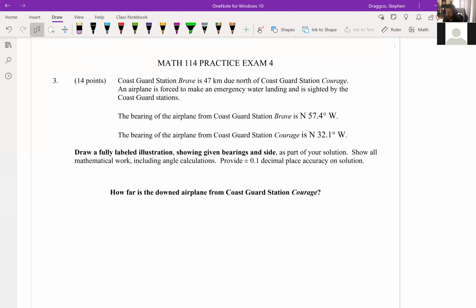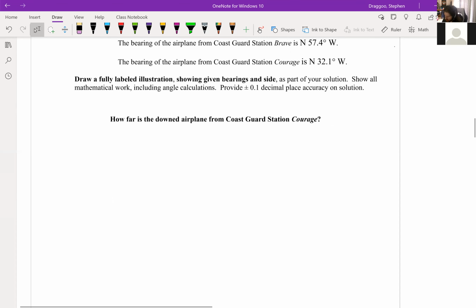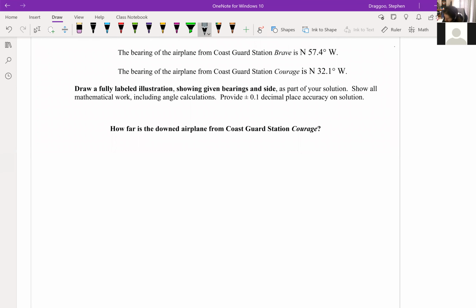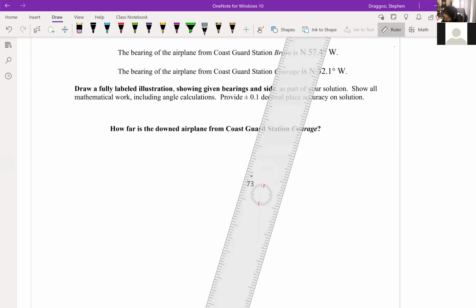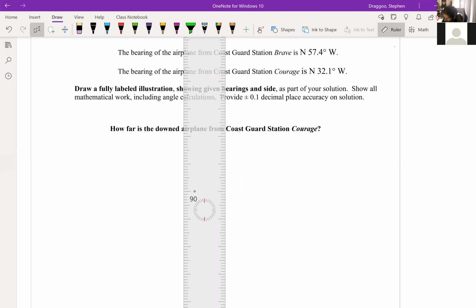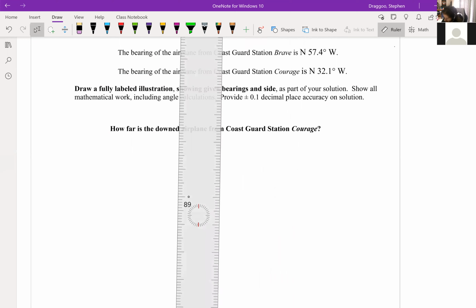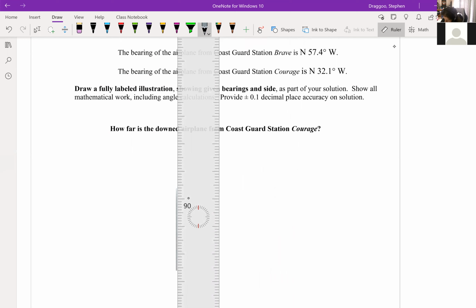So let's get to it. We know that we have one Coast Guard station that's due north of another, and this plane is going to be somewhere to the northwest. So let's get our ruler back out. Okay, so there we go. We can have a line that's going to be due north.